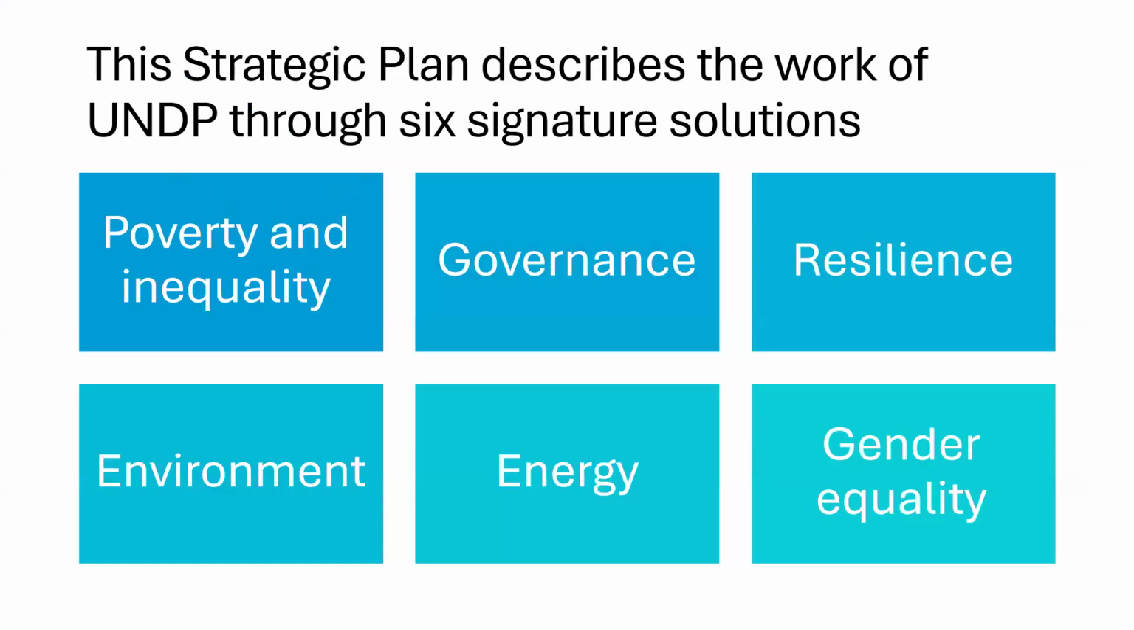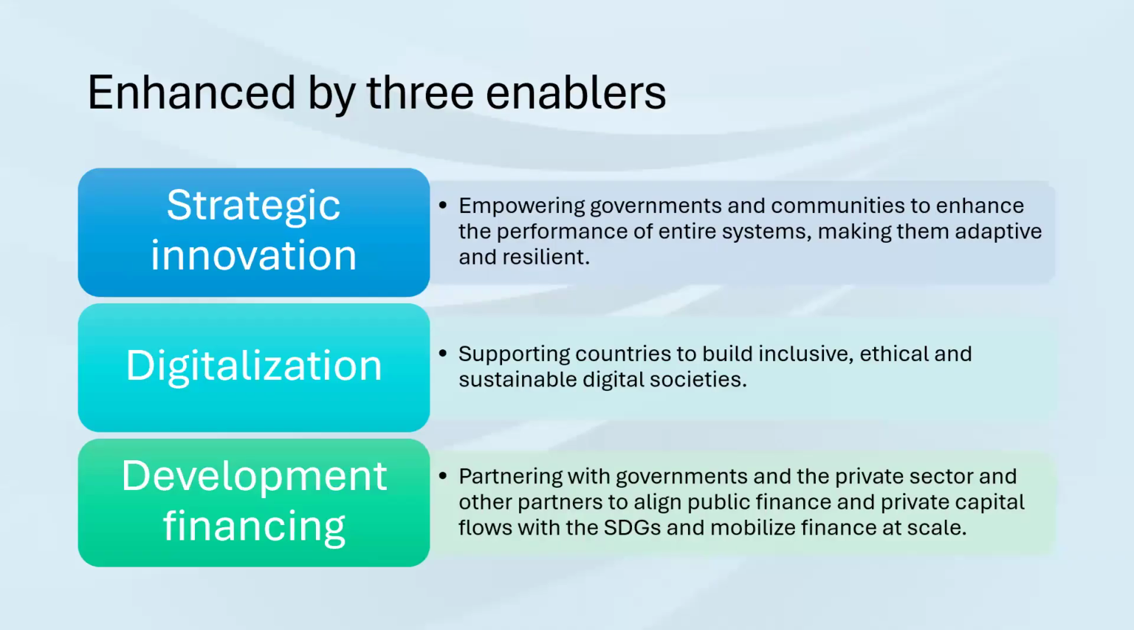So, this strategic plan then describes the work of UNDP through 6 signature solutions. These include to overcome poverty and inequality, governance, resilience, environment, energy, and gender equality. And then all this work should be enhanced by 3 enablers, which include strategic innovation, digitalization, and development financing.